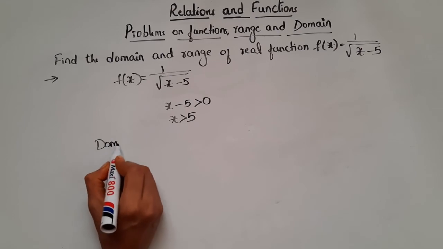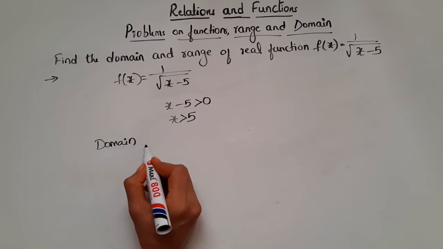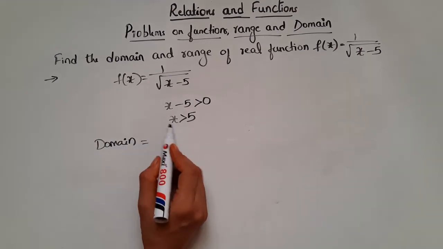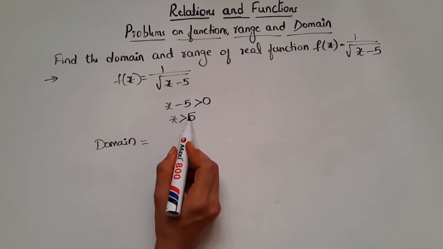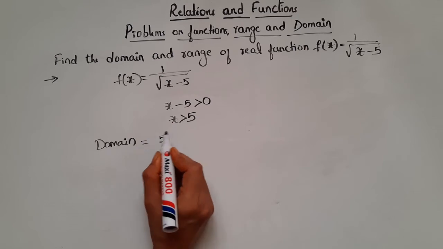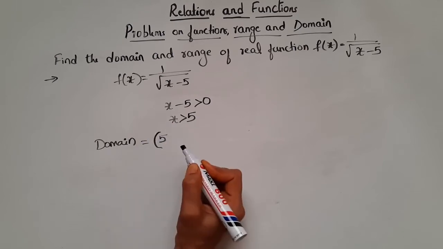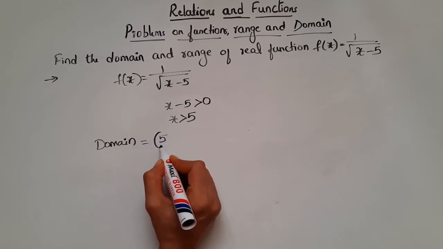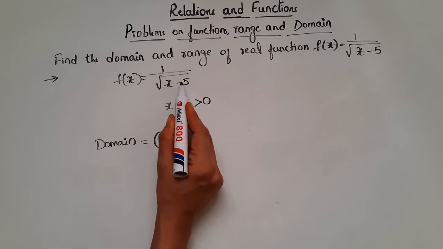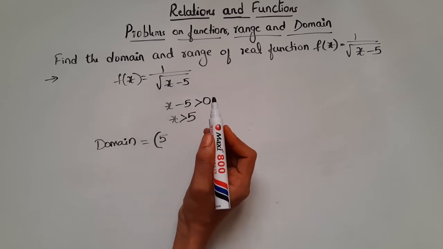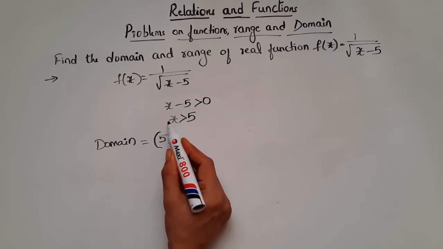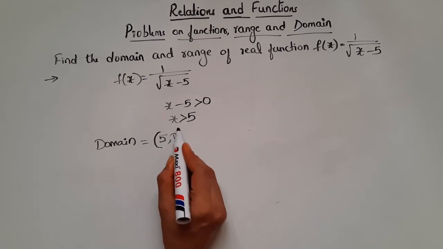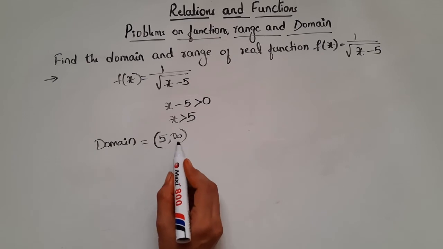So here, domain. For what all values of x is this function defined? Here x should be greater than 5. 5 is not included, so therefore it's an open bracket like this. If you put 5, 5 minus 5 is 0, so f of x is invalid, right? Till where? Till infinity. So your domain is (5, infinity).